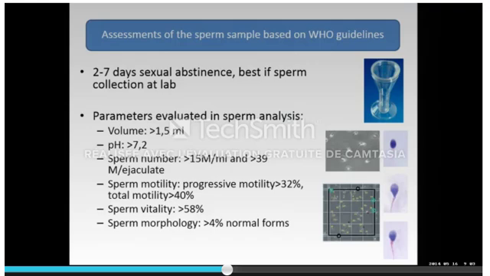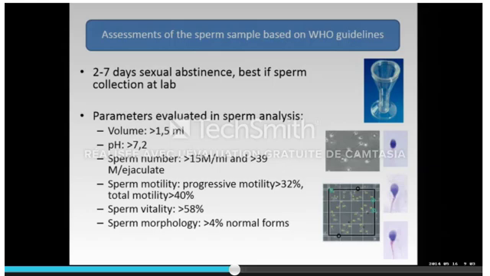Once the physical examination is made, the first biological exam that you would recommend to this man is the assessment of the sperm sample, and except in France, most of the labs around the world undergo sperm assessment according to WHO guidelines. This manual sperm assessment should be done after 2 to 7 days of sexual abstinence, and it is best if the sperm is collected at the lab.